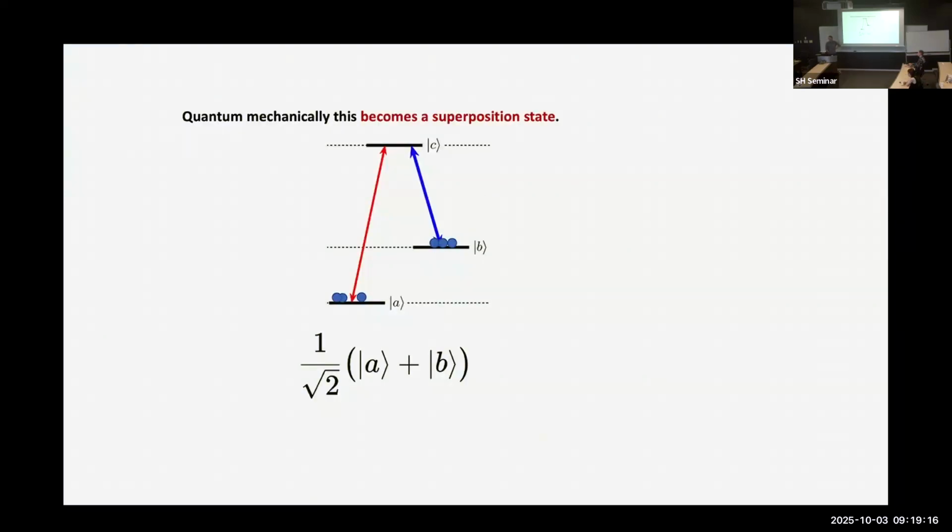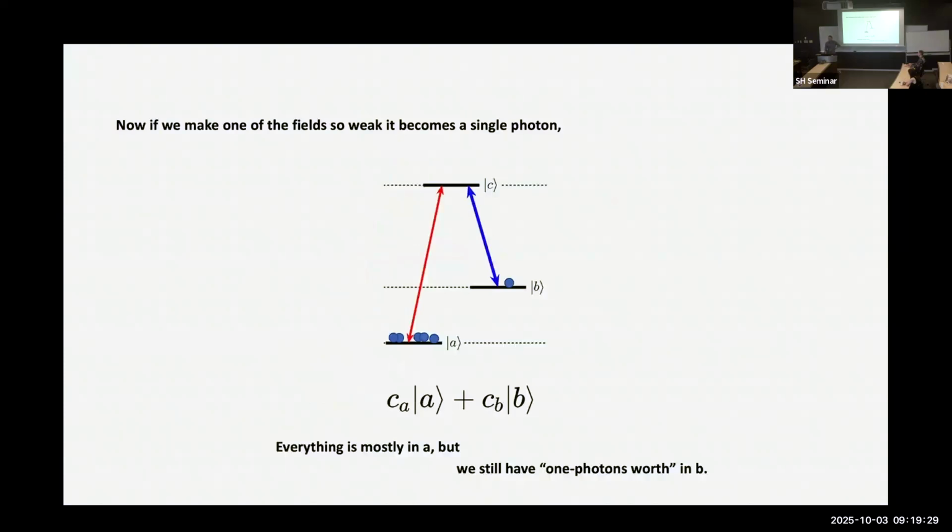Quantum mechanically, we can also think of this as a superposition state, not just a statistical mixture, where the atoms are simultaneously in both of the ground states at the same time. So then you can ask the question, okay, instead of having 2 strong fields, I have a strong field and I have a very, very, very weak field. So weak, it's a single photon. What happens in that case?